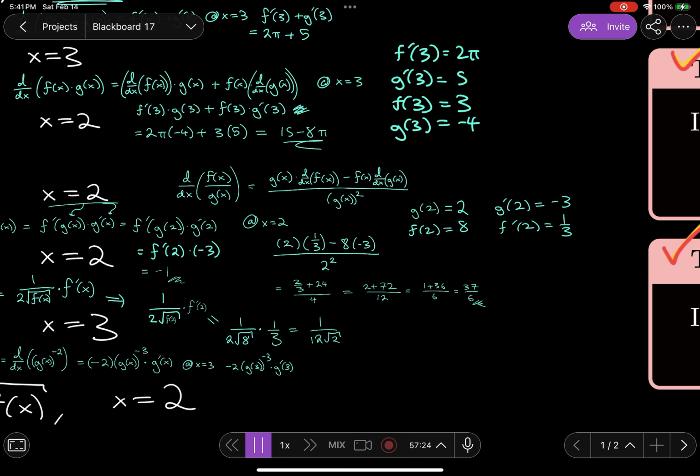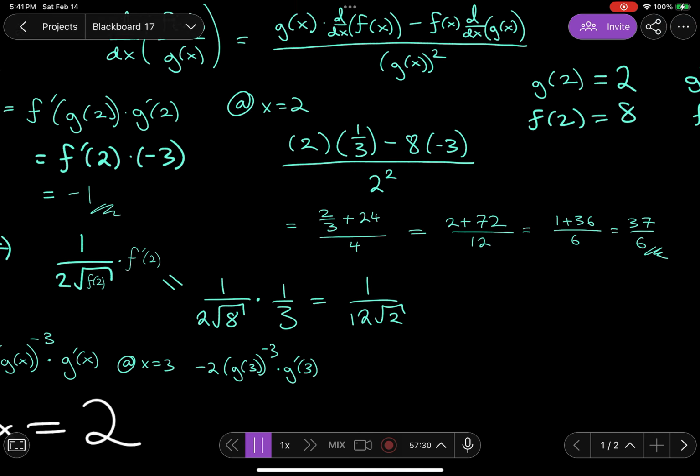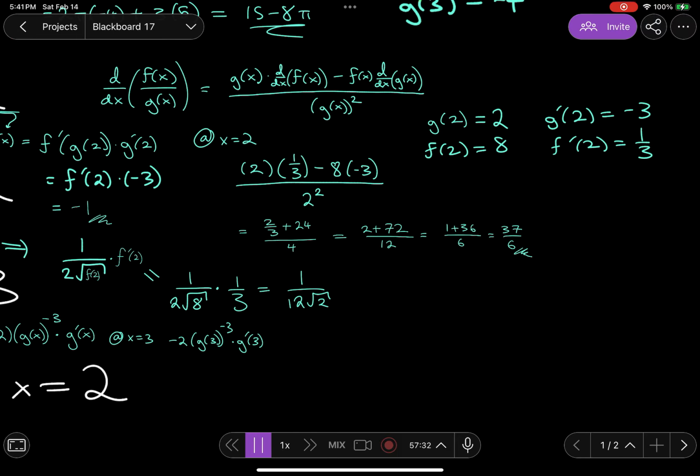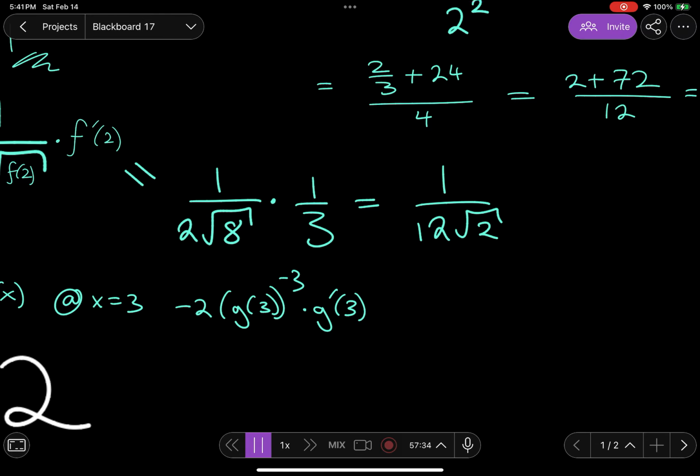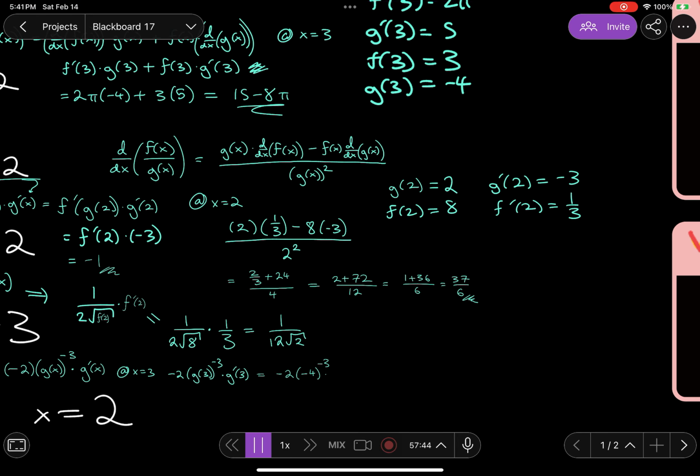G of 3 apparently is -4. G prime of 3 is 5. So it's -2 times -4 to the -3rd power times 5.